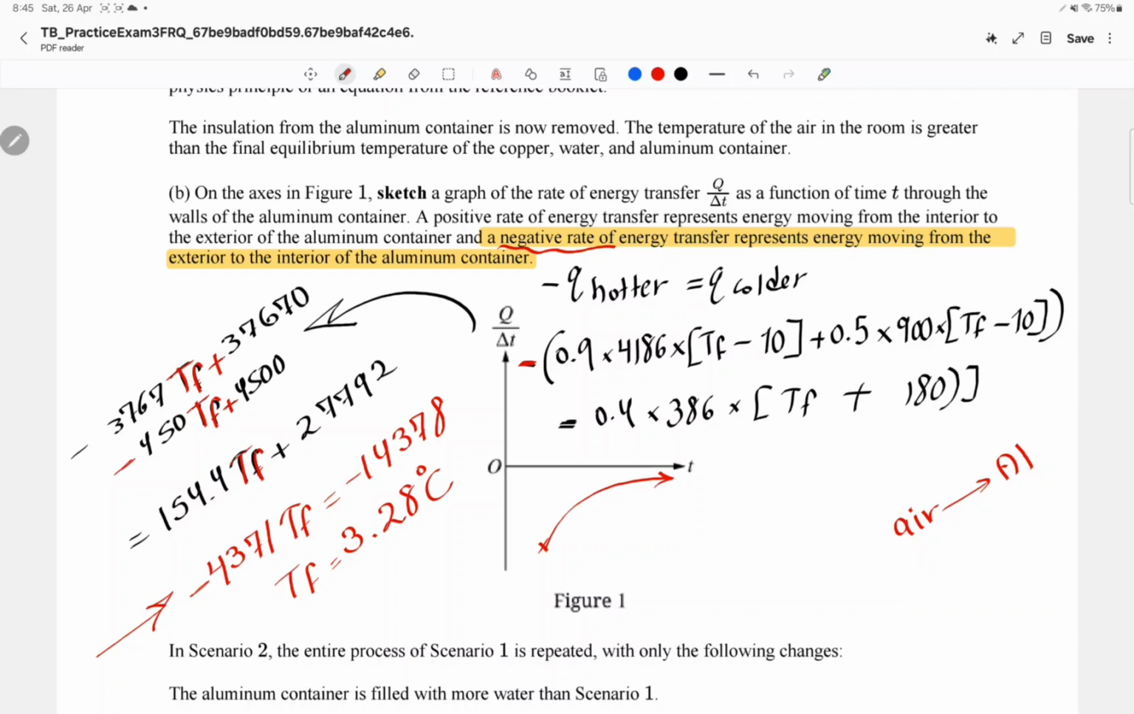Why? Well, as we transfer heat, at some point they must have the same temperature. At some point there are no more transfers of heat. That's why it's going to be approaching 0 over time. And it's negative because heat is getting transferred from the outside to the inside.